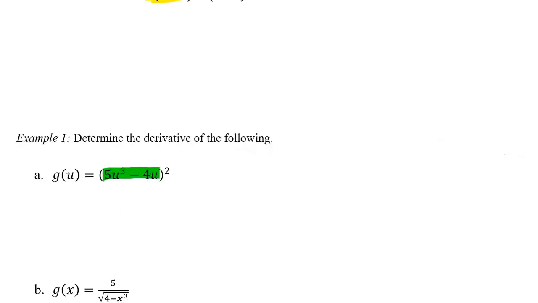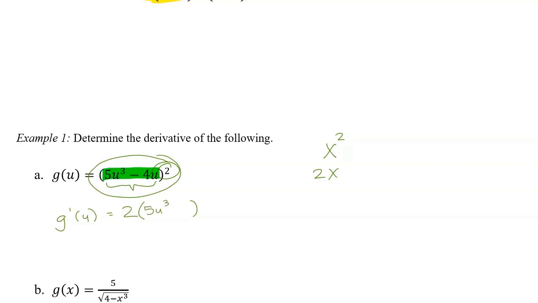This 5u cubed minus 4u, that will be the inside function. So the way I'm going to do it is I'm going to take the derivative of this outside function first. This is something all squared. If I had x squared, the derivative would be 2x. So the same thing here. G prime of u is going to be 2 times, but instead of times x, it'll be times this inside function. So 5u cubed minus 4u. The inside function is unchanged.